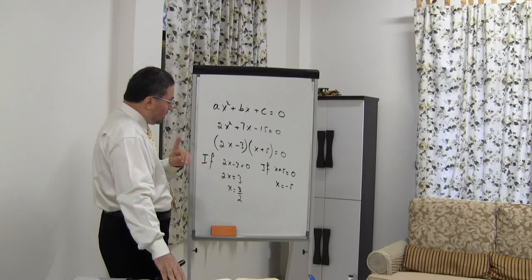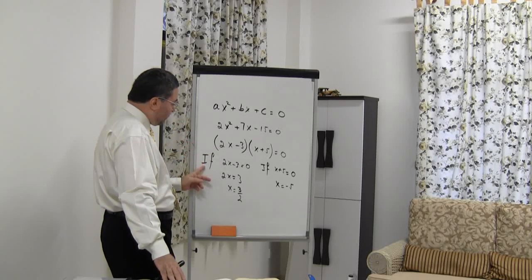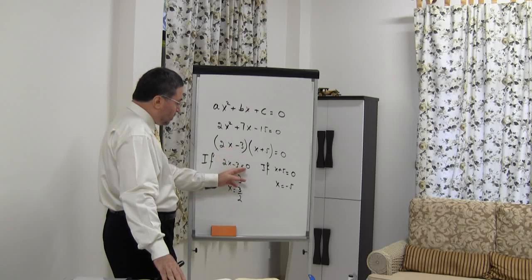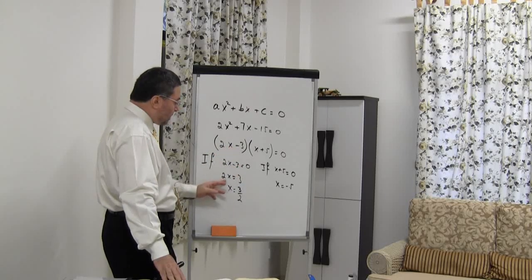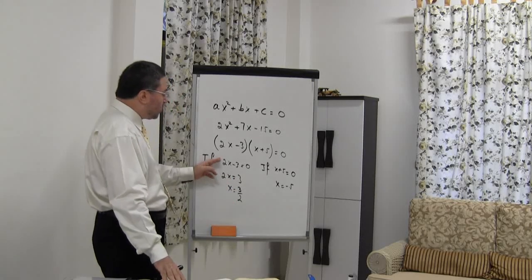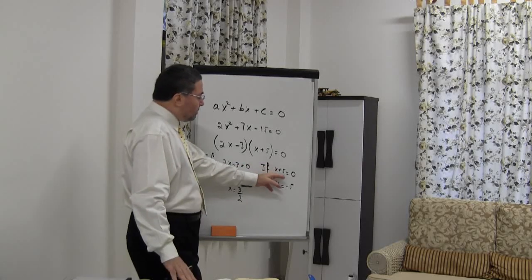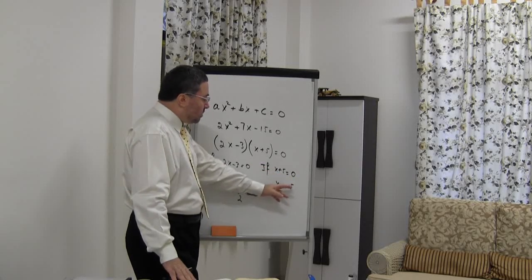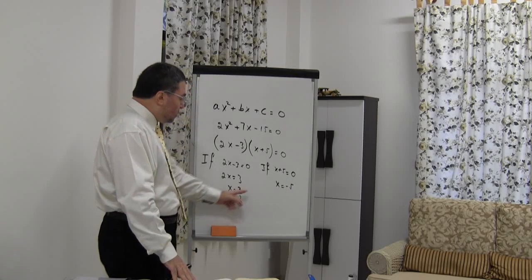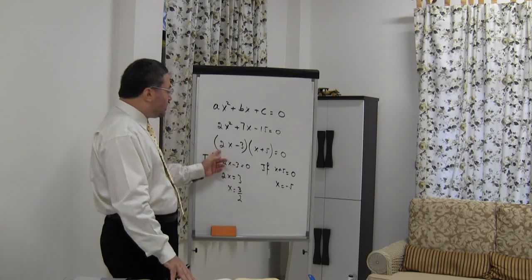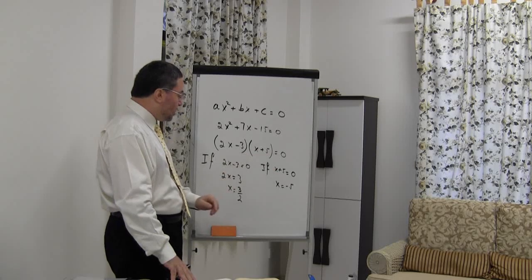So the first thing we do is we say if 2x minus 3 equals 0, then 2x equals 3, x equals 3 over 2. So basically we are solving this simple equation. If x plus 5 equals 0, x equals minus 5. Now these two numbers are the answers for this quadratic equation.